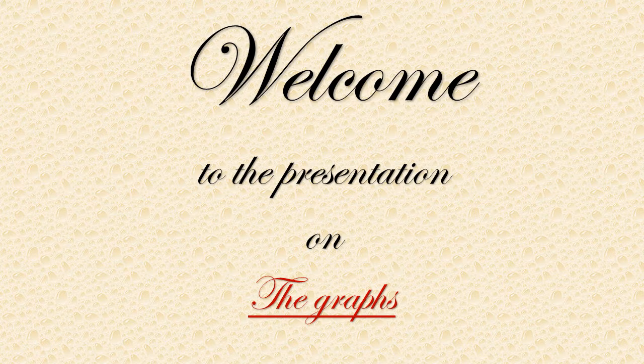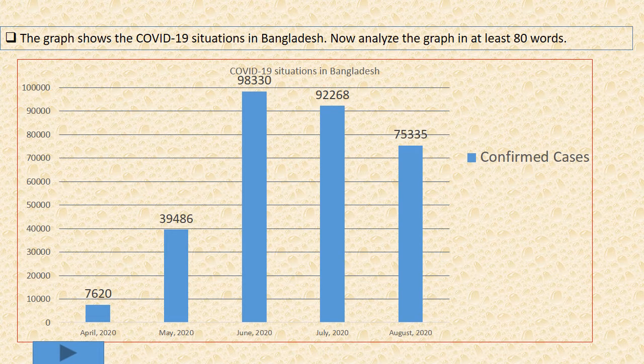In this presentation, I am going to show you how to analyze a bar graph. In this slide, you find a question. Let's read the question first. The graph shows the COVID-19 situations in Bangladesh. Now analyze the graph in at least 80 words. The graph is about the confirmed cases of COVID-19 and the graph covers a period. The period starts from April 2020 and the period ends in August 2020.